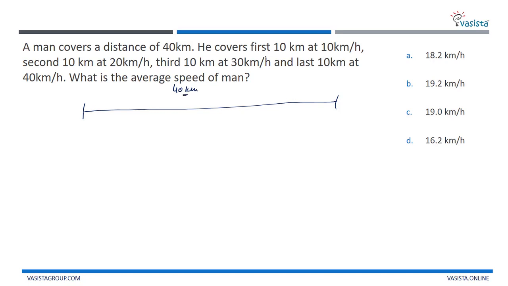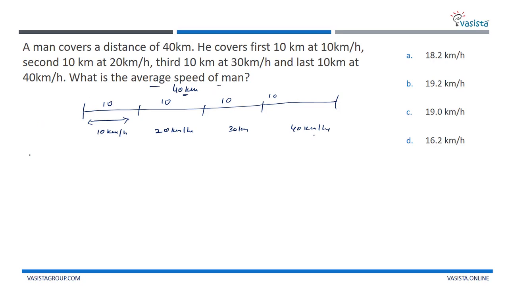He covers the first 10 kilometers at, see, let us make it 1, 2, 3, 4 parts. So the first part is the first 10 kilometers, then 10, 10, as well as 10. The first 10 kilometers at 10 kilometers per hour, the second 10 kilometers at 20 kilometers per hour, the third at 30 kilometers per hour, and the fourth at 40 kilometers per hour. So what is the average speed of the man? We need to find out.